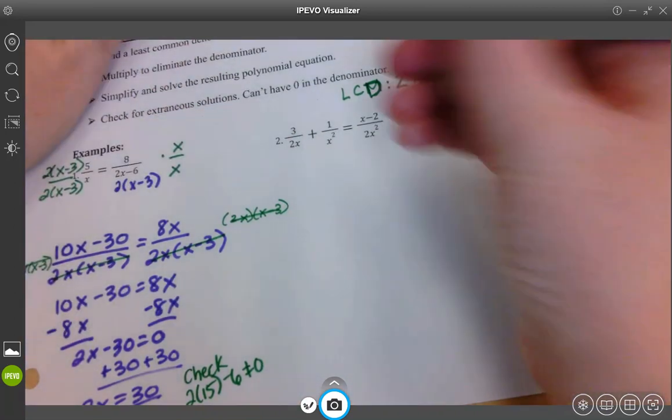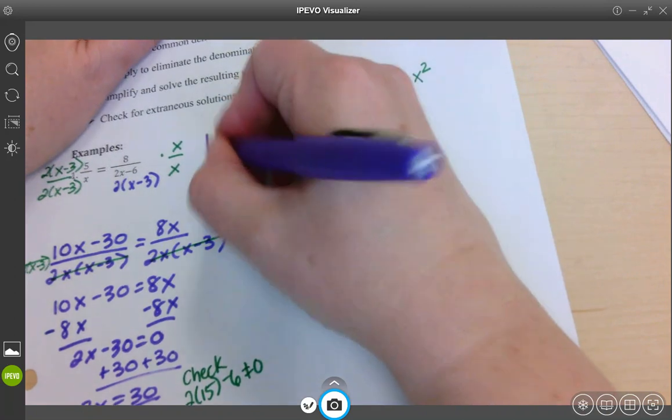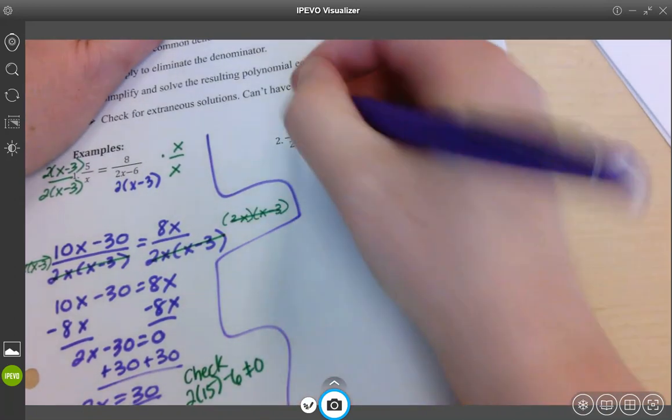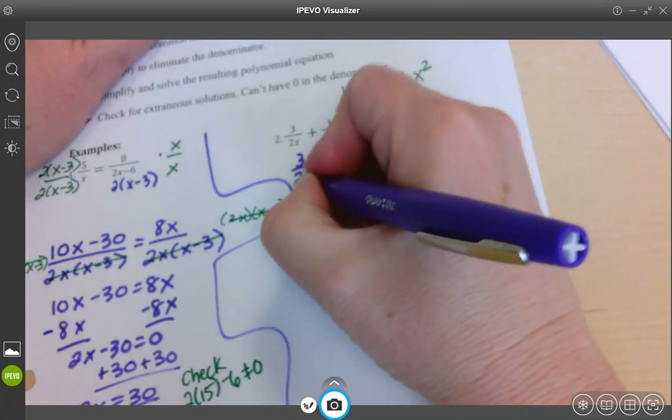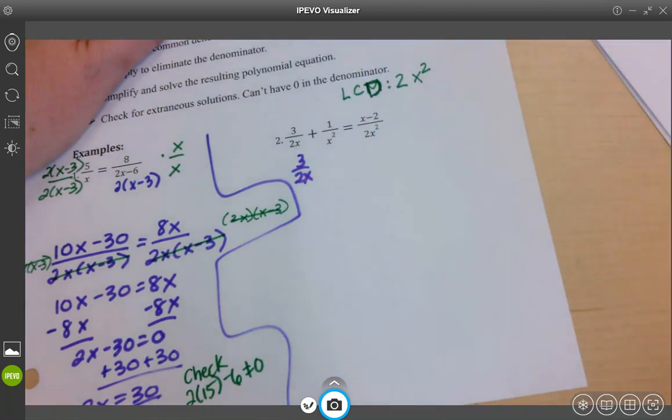So here, just like you guys told me, I'm going to take, I need space. I'm going to take my 3 over 2x and multiply it times x over x.